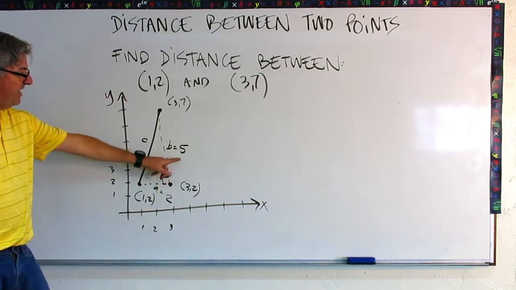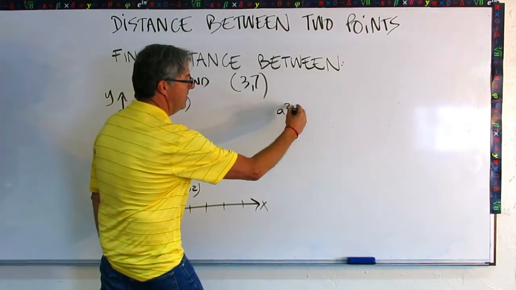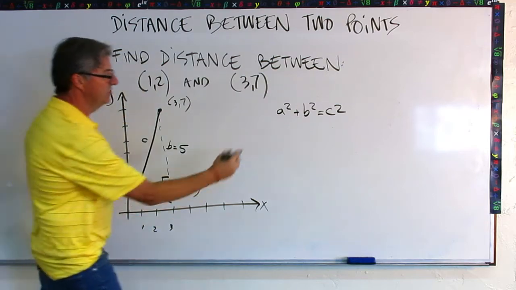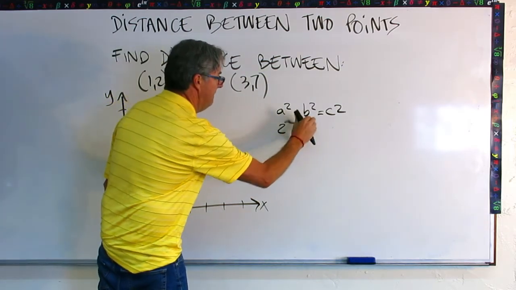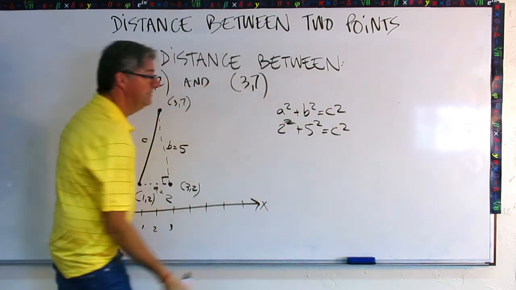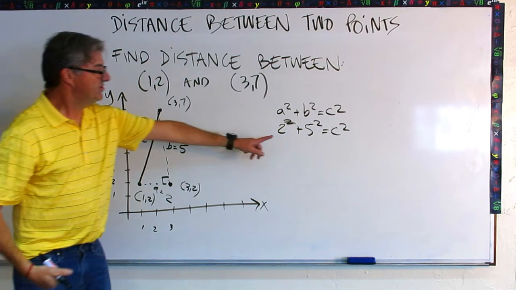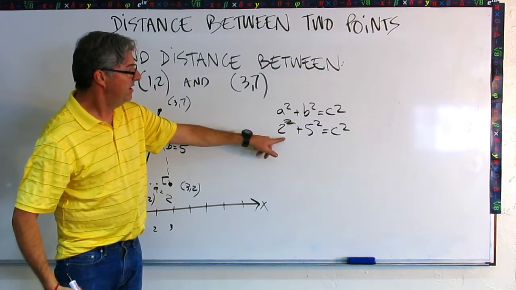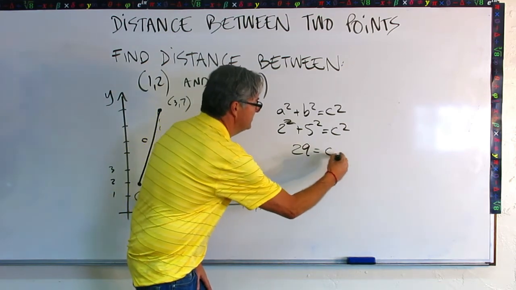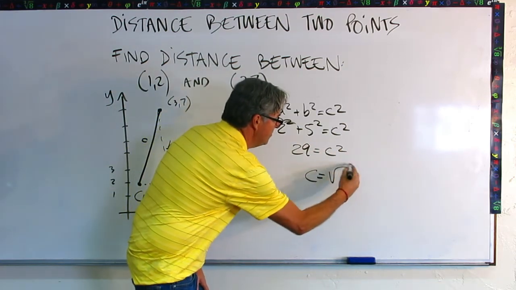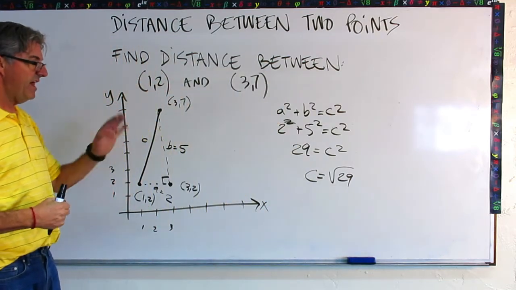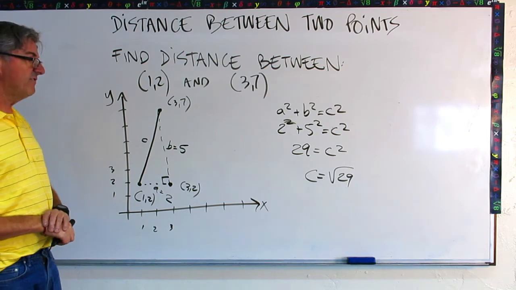So using these two values, I'm going to plug into a squared plus b squared equals c squared. And my a is 2, so that's 2 squared plus 5 squared equals c squared. Working that right along, 2 squared is 4 plus 5 squared is 25, so that's 29 equals c squared. So c equals the square root of 29. And we can't put that into a decimal. That is a prime number, so it's not going to factor down.